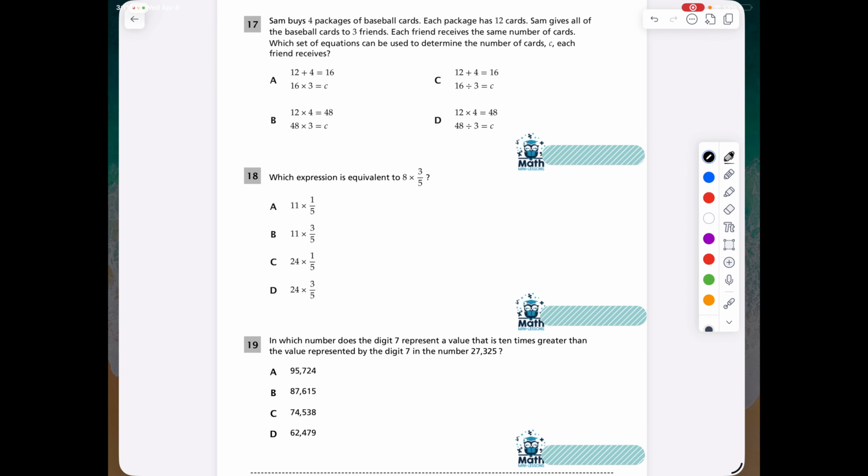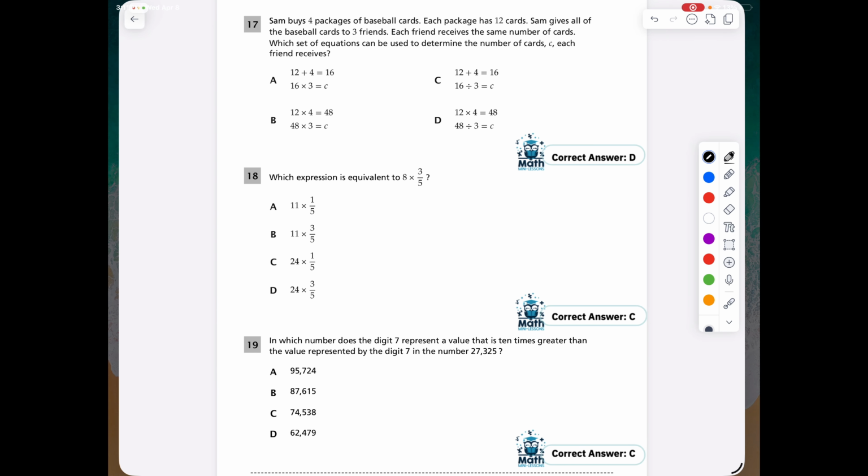All right, here's 17, 18, and 19. Let's do the reveal. We have D, C, and C. Check with your answers. If you feel pretty confident, keep moving. If not, stay here. We'll start with number 17.